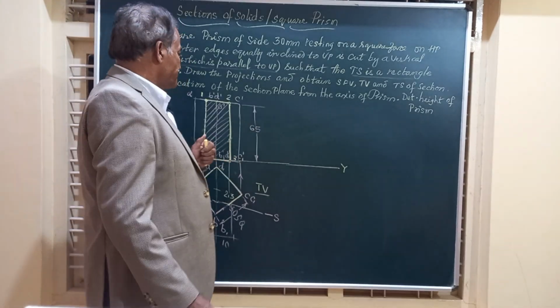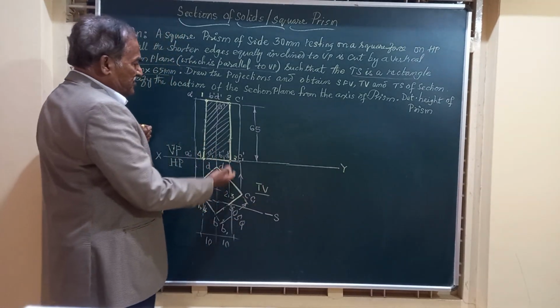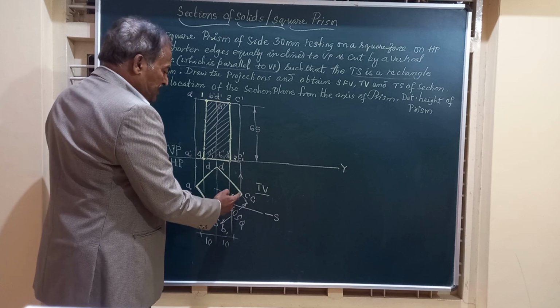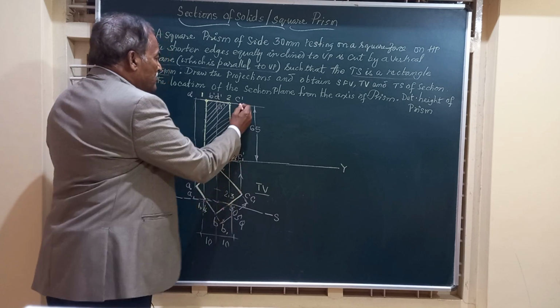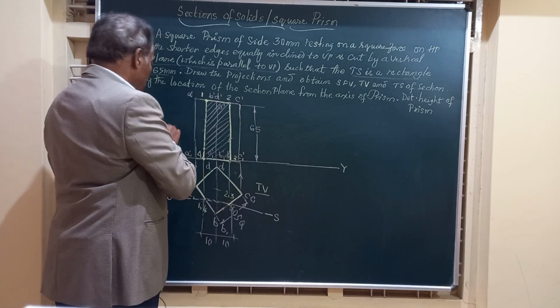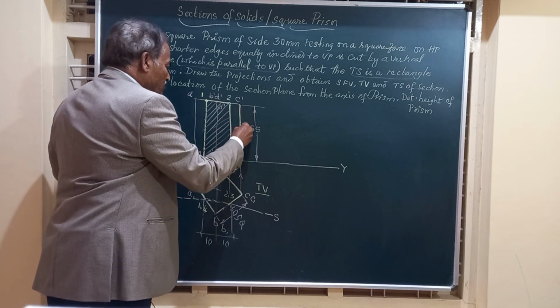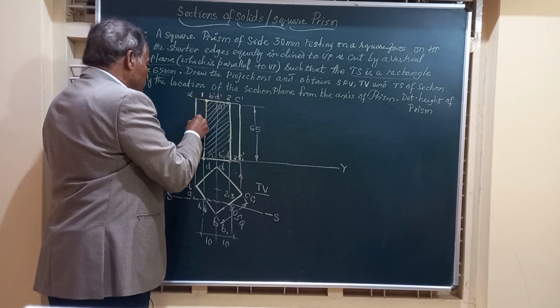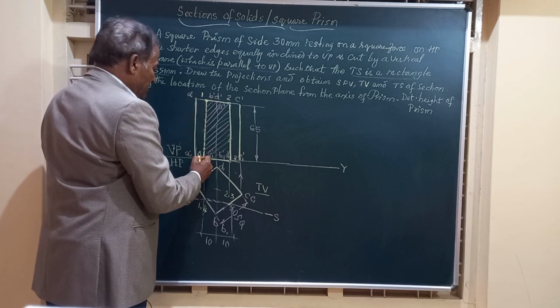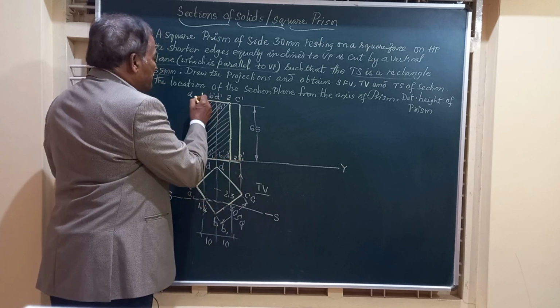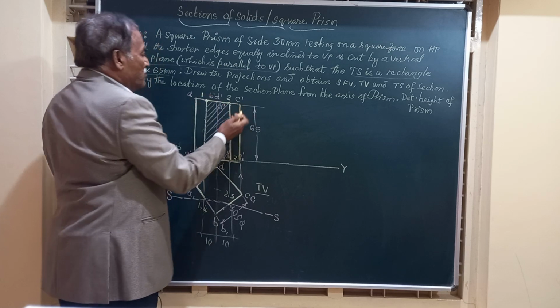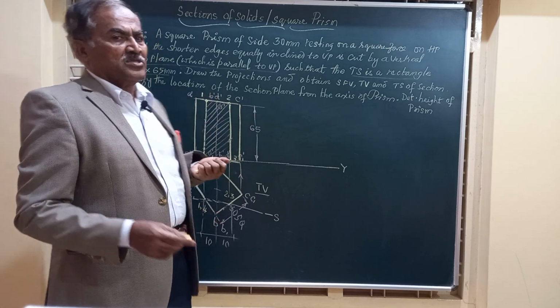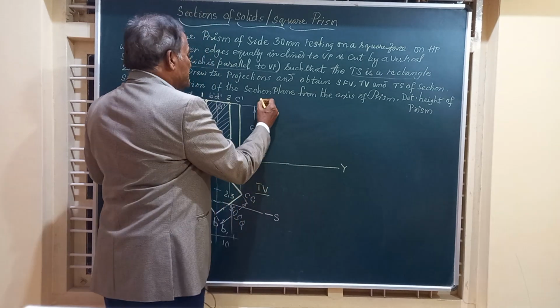So friends, after sectioning, if you observe the front view, the corner CC is intact, so I will join this by a full vertical line. Edge AA is also retained because the section plane is not touching that. This base will be there. And friend, this is how we obtain the sectional front view of the solid.